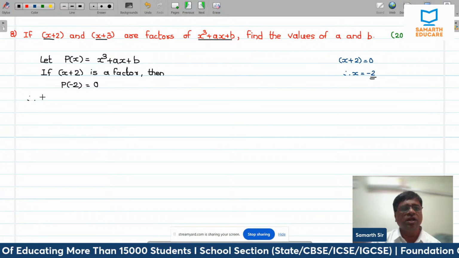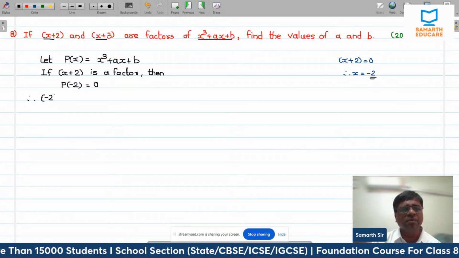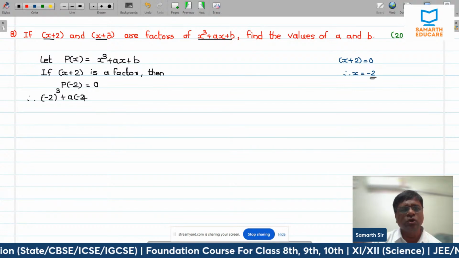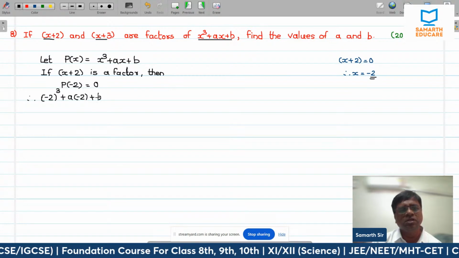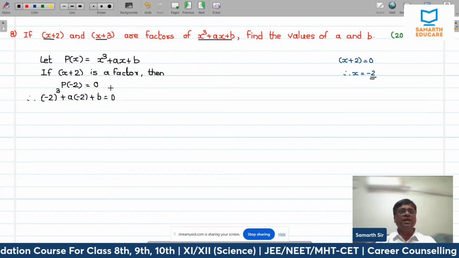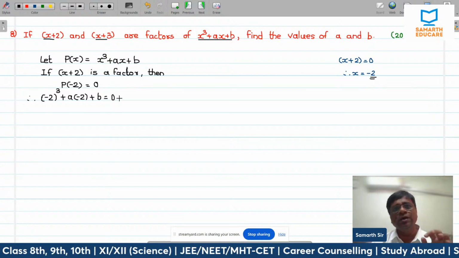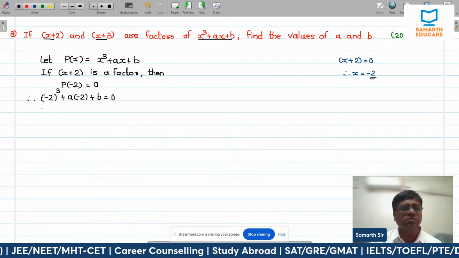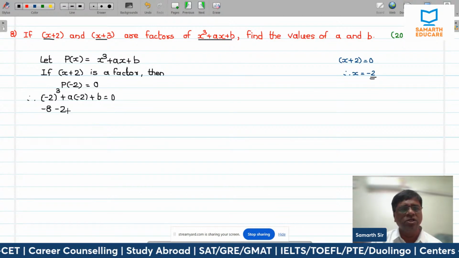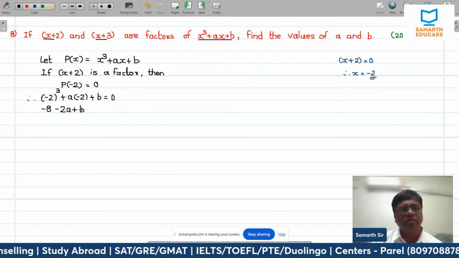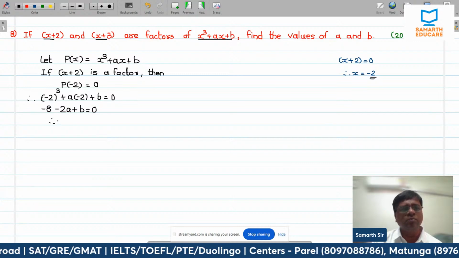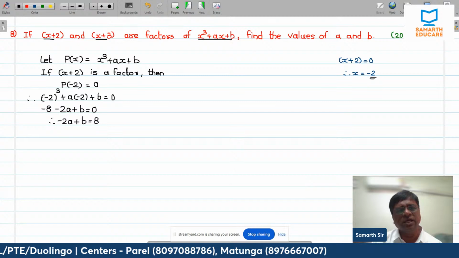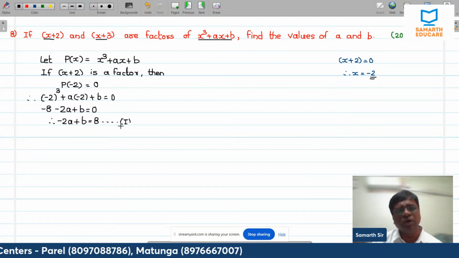That means wherever I see x, I have to replace it by minus 2. So minus 2 cube plus a into minus 2 plus b is equal to 0. Remember, negative number raised to odd power is minus, negative number raised to even power, it will be plus. So this is minus 8 minus 2a plus b equal to 0. That means minus 2a plus b becomes plus 8. This is my equation number 1.